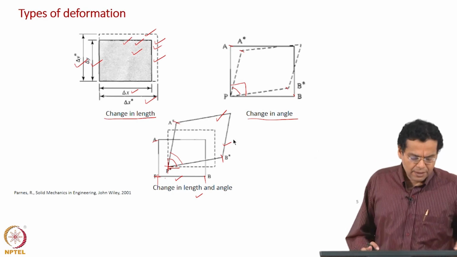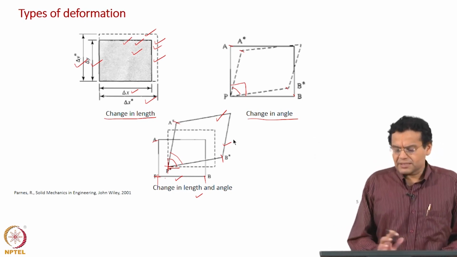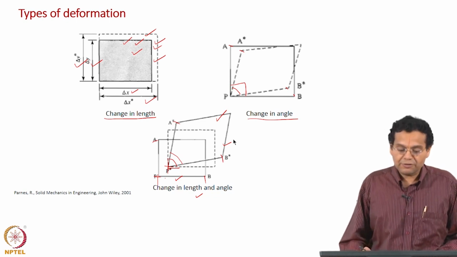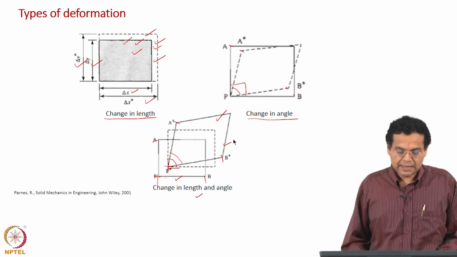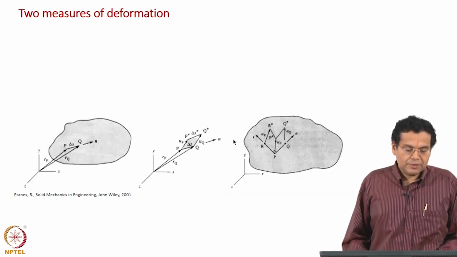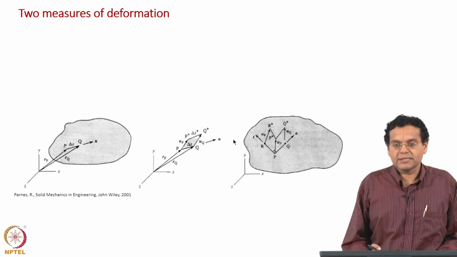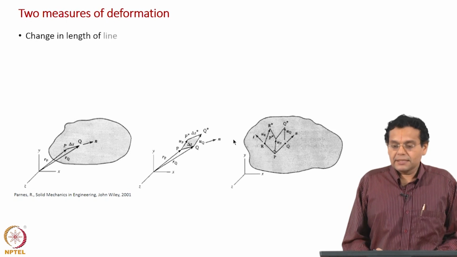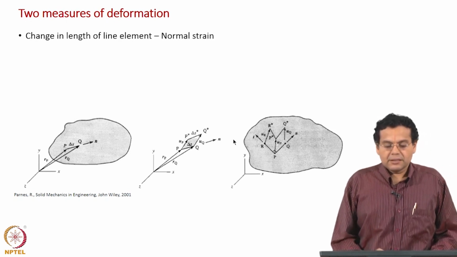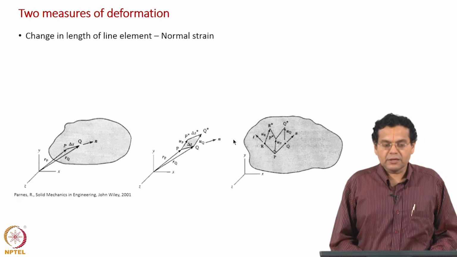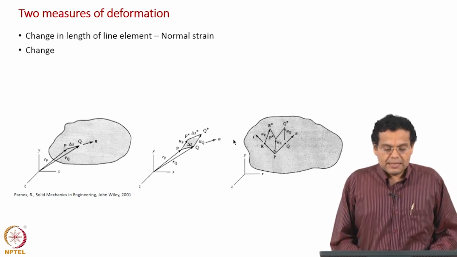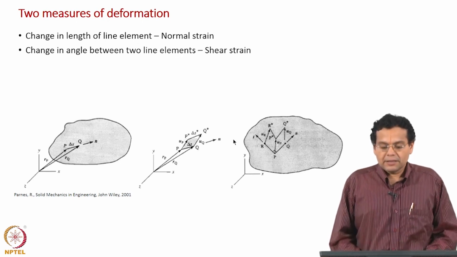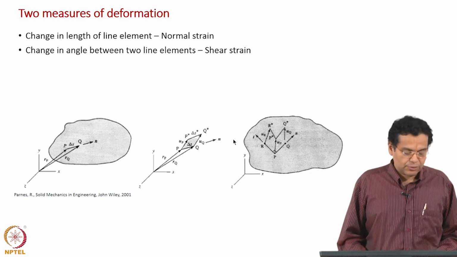Now, we have described this in words. We will have to quantify it, and that is what we are going to do now. How do you quantify change in length, change in angle? There are two measures of deformation, one for change in length, one for change in angle. Change in length of a line element is quantified in terms of normal strain. Change in angle, the moment you say angle, you need two line elements, we quantify in terms of shear strain. So, let us see how we do that.